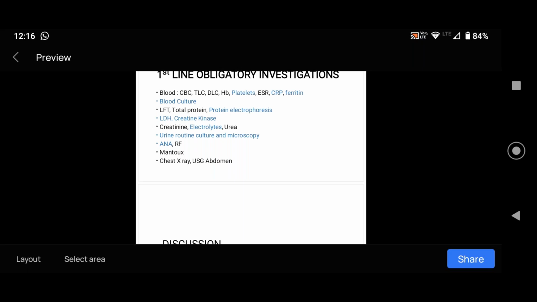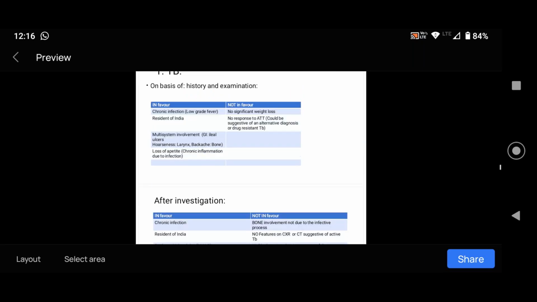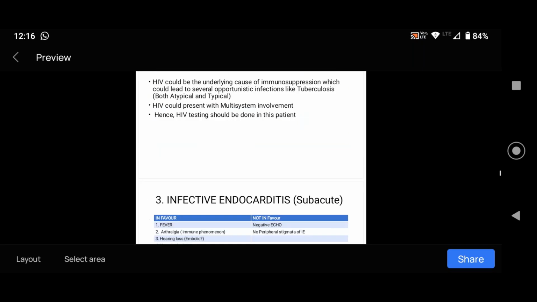The chest X-ray we got repeated, we got the ultrasound repeated, everything was normal. The Mantoux we did not repeat because he had already been on ATT and he had already had a Mantoux which was negative. So after these investigations, doctor, we were left in the same situation that you were. What do we do now? From where do we go from here?